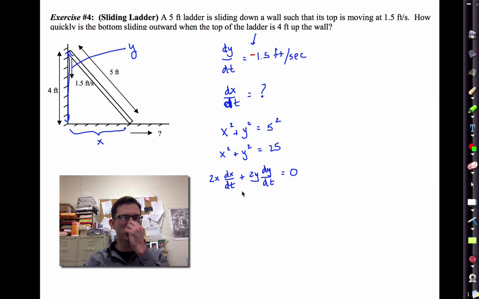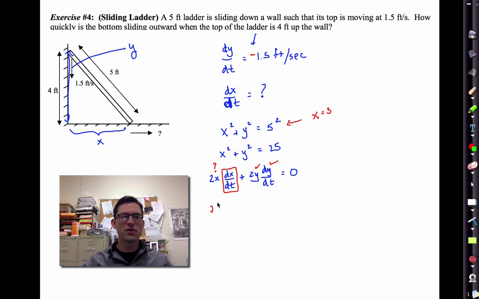Let's take a look at what we know and what we want. Do we know x? No, actually we don't know x. So at the moment in time when we want to know what's going on, we know y. What is it? It's 4 feet. We know dy/dt, it's negative 1.5 feet per second. We don't know dx/dt, that's okay, that's what we're solving for, but we need x. So what's x? Using the linking equation, we can figure out that x is 3, or using just the Pythagorean triples, we can say that x is 3.